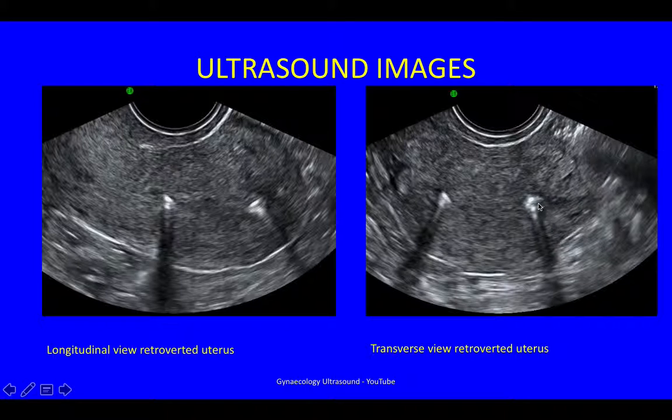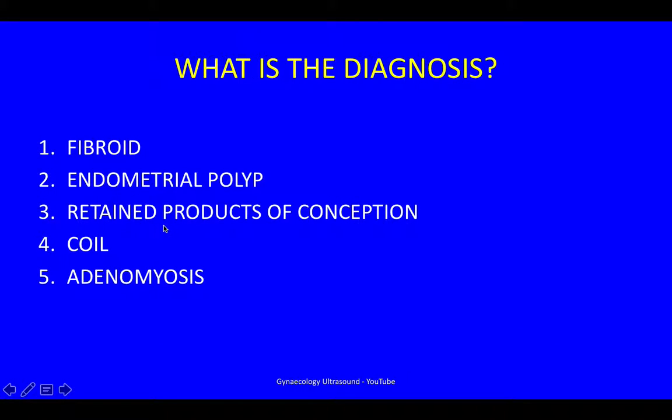In both images you can see similar views of a brightly echogenic lesion with some posterior shadowing. What's the diagnosis? Could it be a fibroid, endometrial polyp, retained products of conception, a coil, or adenomyosis?